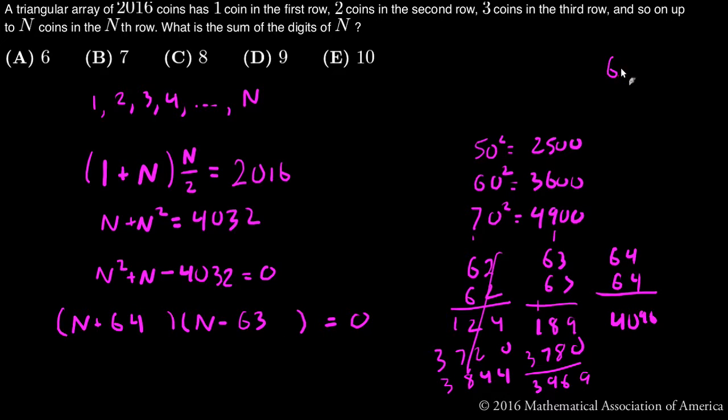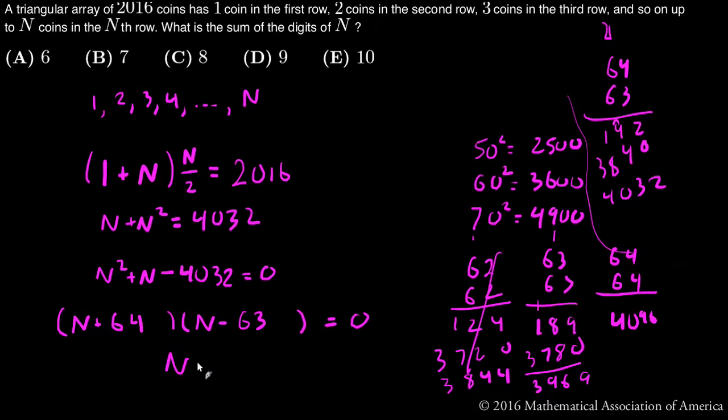And just to make you believe, 64 times 63, 2 carry the 1, 19, that's a 9 there, 4 carry the 2, 38, and from here I get 4,032. This gives me two solutions, negative 64 and positive 63, and it has to be positive, so n equals 63. The sum of those digits are 9. If you get this, move on to the next video.